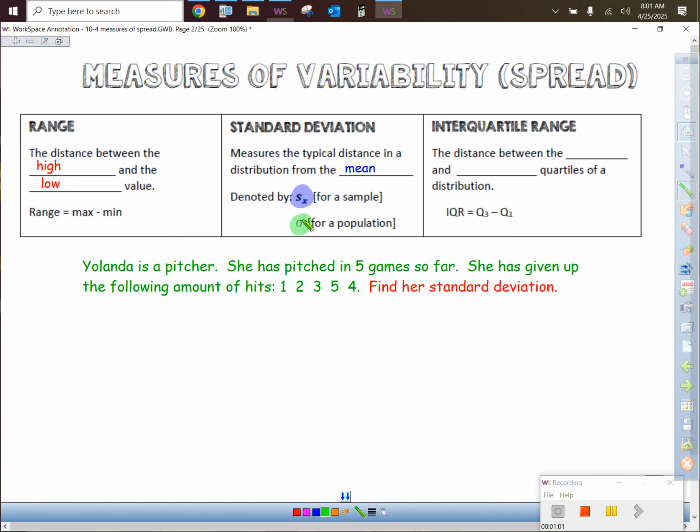So I have an example for you, just to kind of get it through. And as we do more and more examples, I hope standard deviation gets clear. So let's say I got Yolanda here. You don't have to write this down. We're just going to do it. Yolanda is a pitcher. She's pitched 5 games so far, and she's given up the following amounts of hits. In one game, she gave up 1 hit, and another game 2 hits, then 3 hits, 5 hits, and then 4 hits. So are you cool with this data right here?